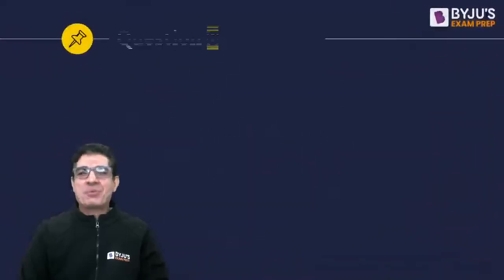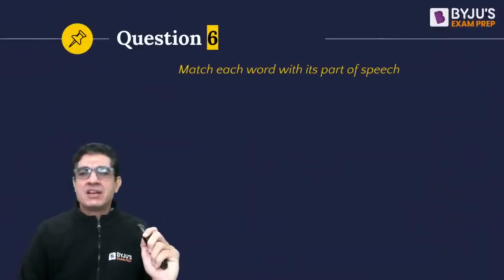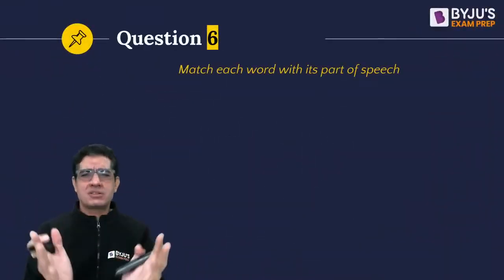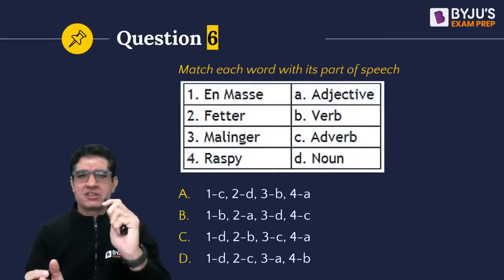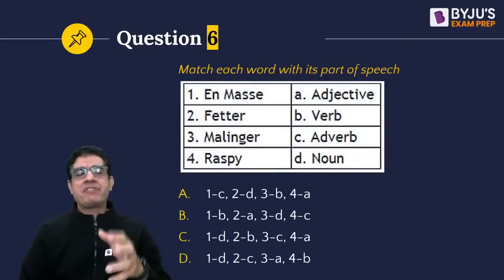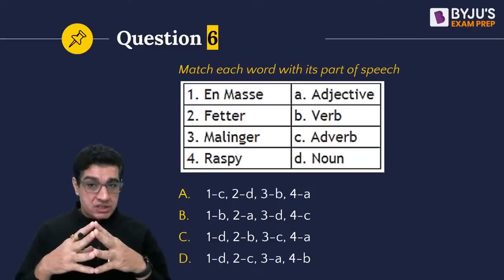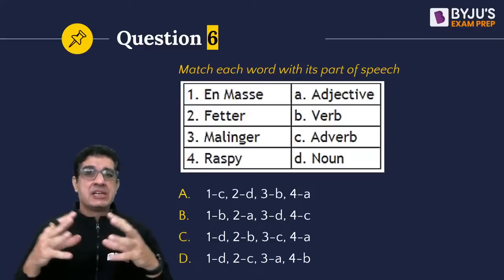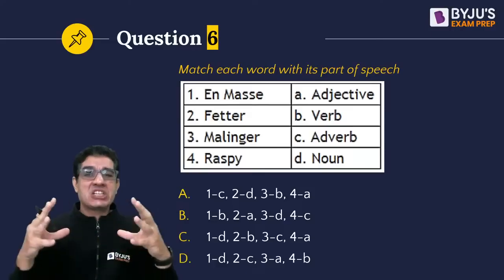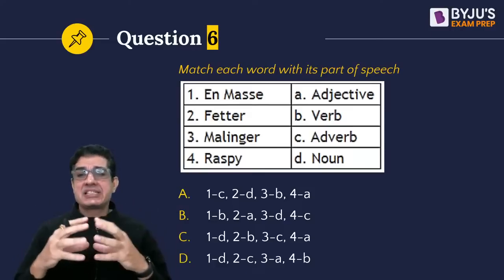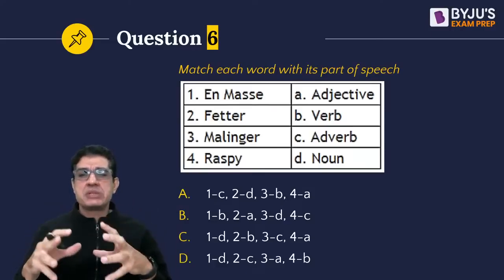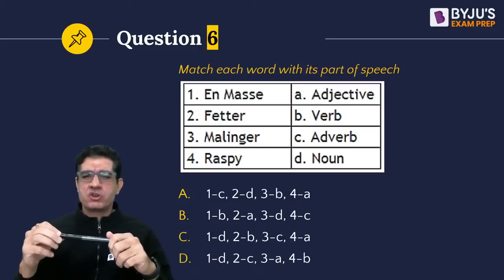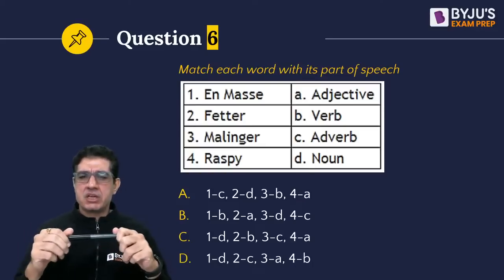Okay, here is the next one. Slightly bigger, same thing, but on a slightly bigger canvas. On the left hand side, you've been given four words. On the right hand side, four parts of speech. You need to match every word with its part of speech and share your answer with me.